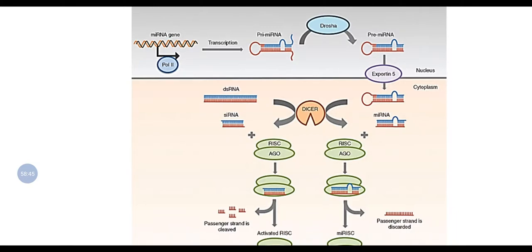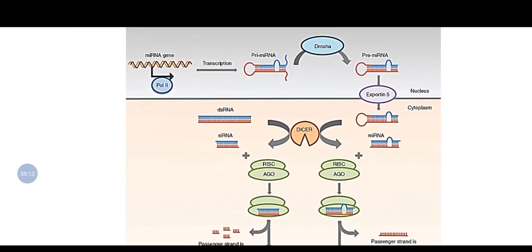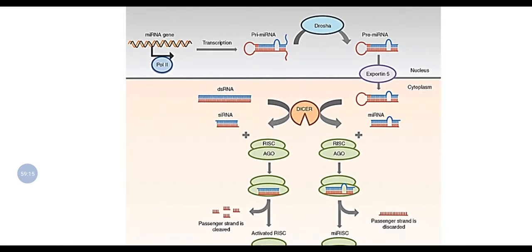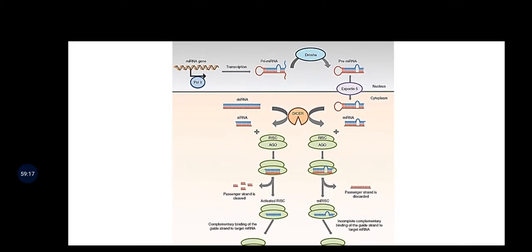There are three steps: pri-miRNA formation, then pre-miRNA formation, and cleavage. In the nucleus, what will happen? The miRNA gene is encoded, with RNA polymerase II involved in the transcription process. Here, pre-miRNA is formed, that means it has a stem-loop formation. Loop is present, and the head is also present.